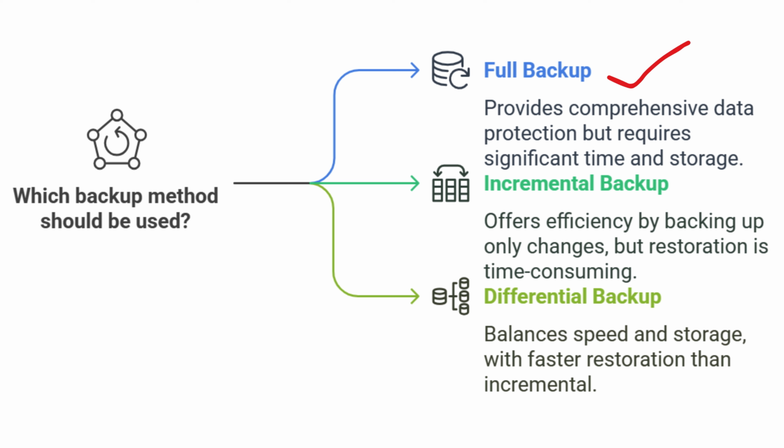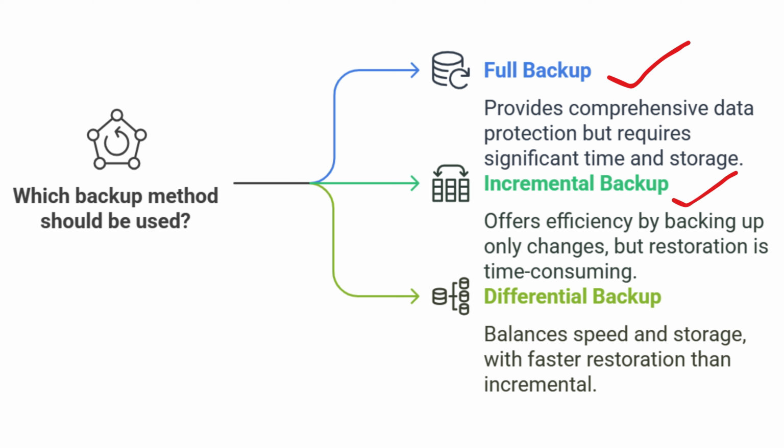A full backup makes a complete copy of every file on the system every time it runs. It's the most thorough method, but it also requires the most time and storage space. The full backup ensures that all data is backed up in one place, making restoration fast and simple. But it takes a long time to run and requires a lot of storage. It is best for organizations that need comprehensive backups and can afford long backup times, and for systems that don't change frequently.